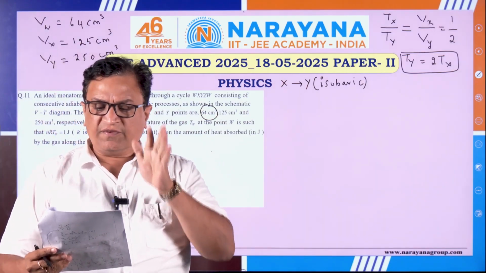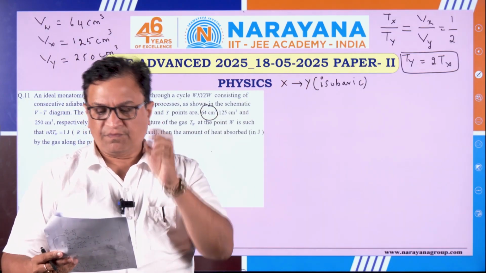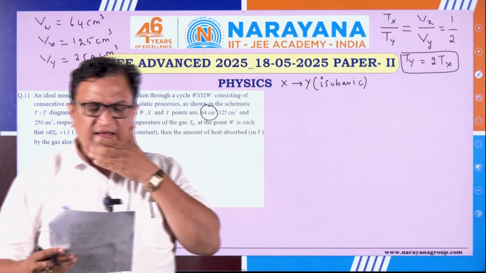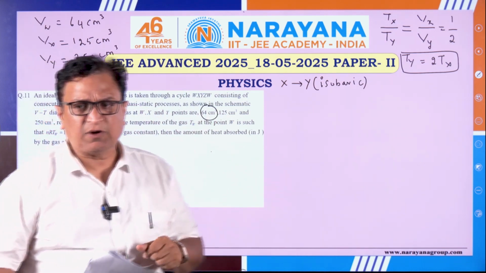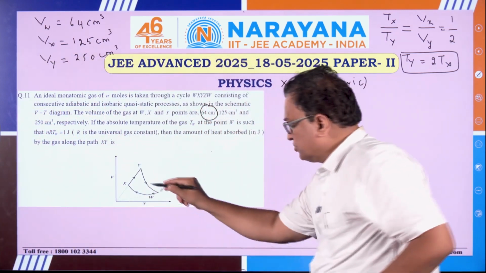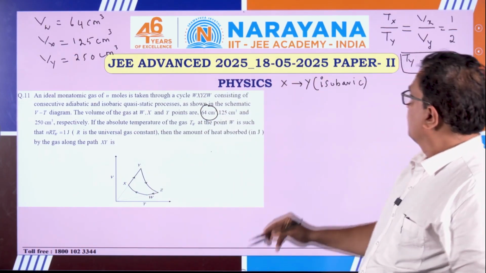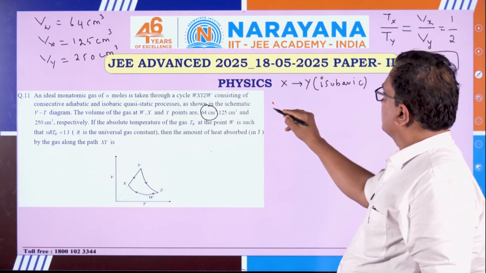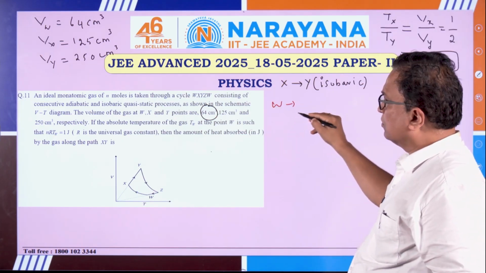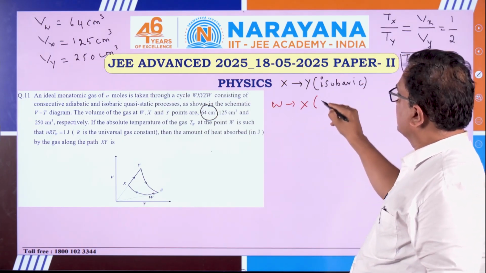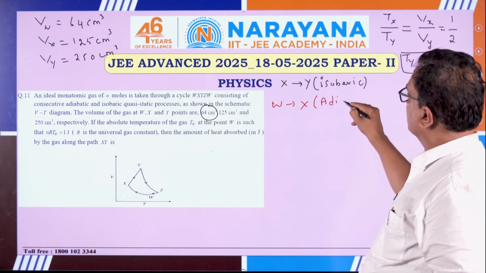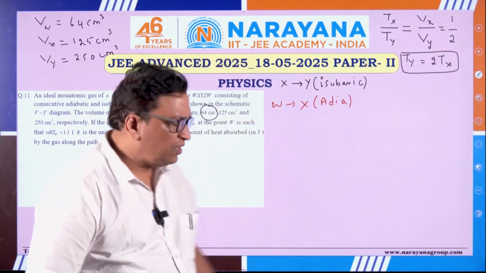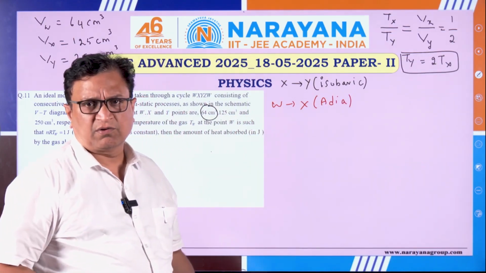What do you want? The amount of heat absorbed in the process. Right. Wait. See, one point is very clear. There is another process also involved here, which is W to X. So clearly, allow me to use a different color. W to X is adiabatic. Since it is an adiabatic process, TV^(gamma-1) is equal to constant, you can write.